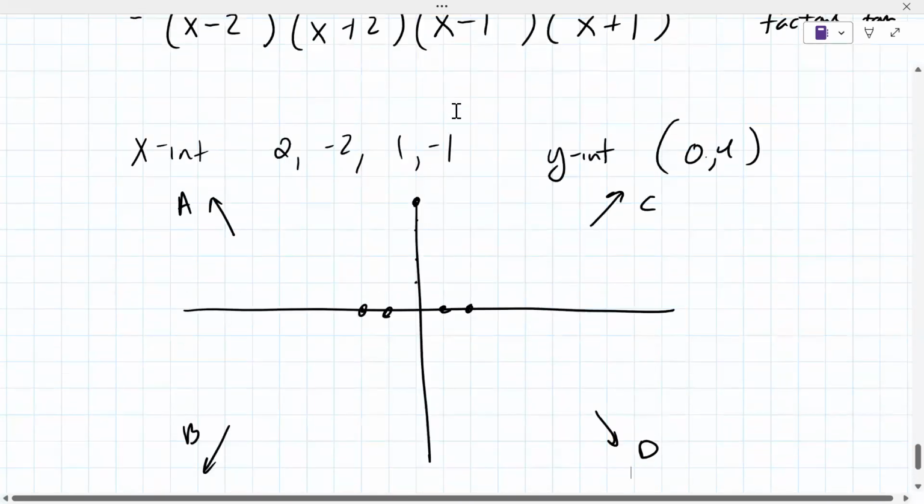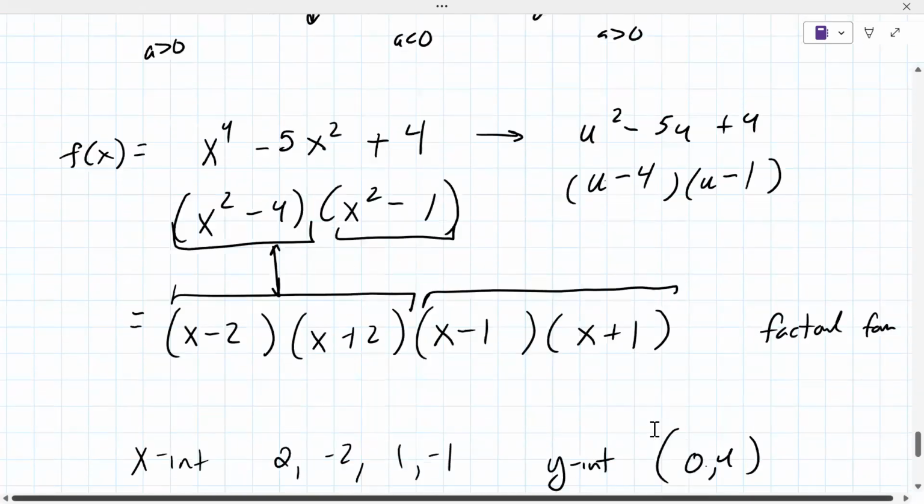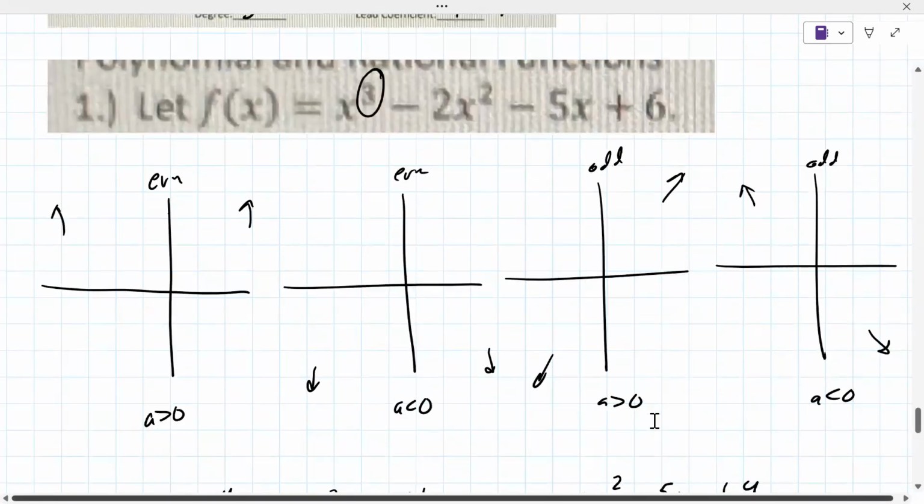So even and positive. Is it alright if I just take a picture real quick? If you scroll back up just to the 4 so I can write that down when we go over the next stuff. Alright, thank you.